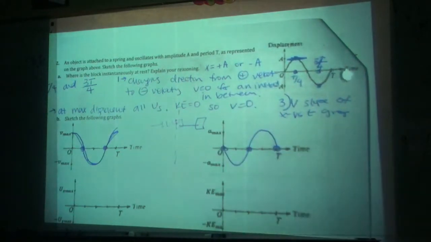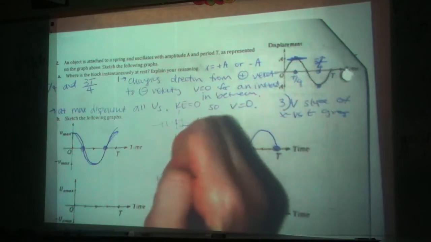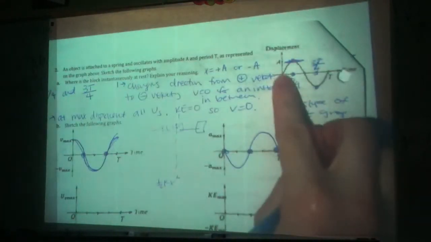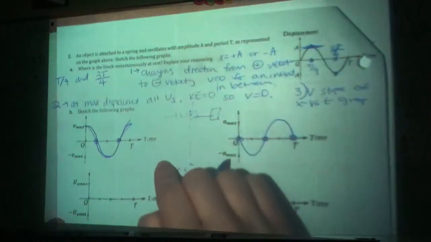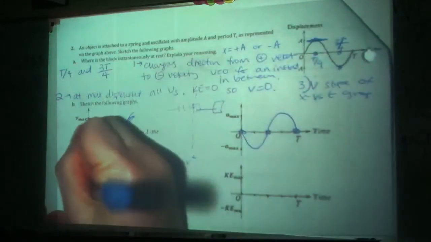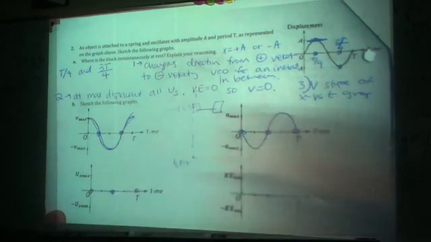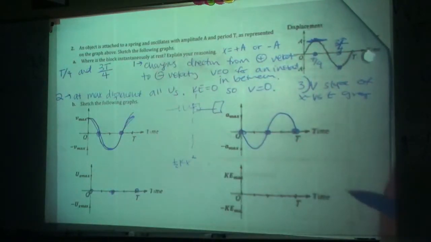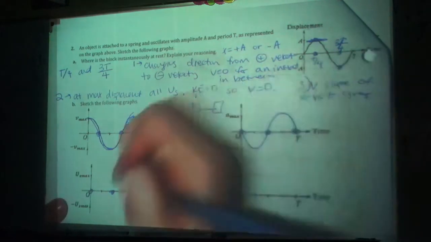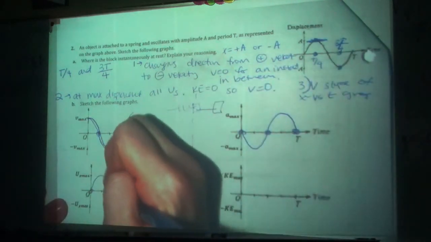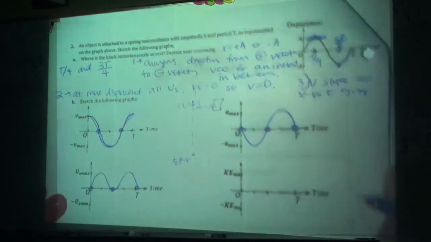Potential energy is 1/2 kx squared, so it depends on the position. When your position is 0, your potential energy is 0. So plot these, and then you don't have to worry about positive or negative because energy can't be negative; it doesn't have direction. So we'll just go like this.